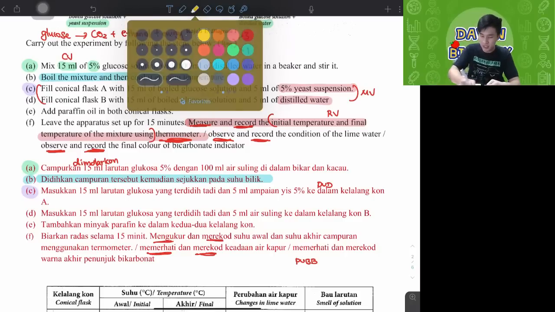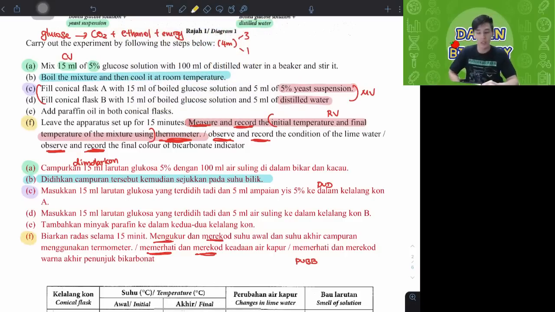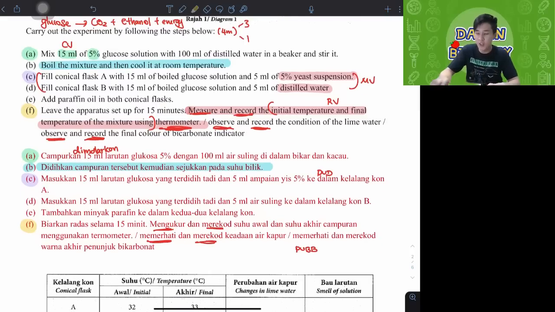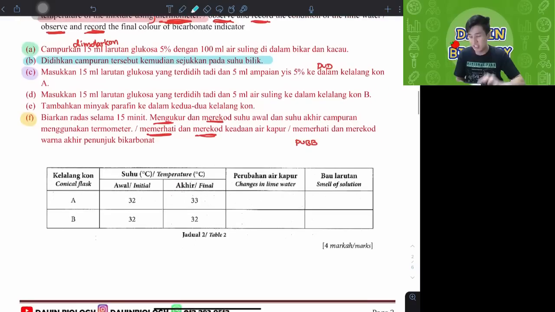And last one, this is your responding variable. So these 4 sentences will give you your 4 marks. Actually, you can just write these 4 sentences, then you get 4 marks already. You don't have to write all the other things, but you also can. Now, here is a table where they ask you to record your observation.